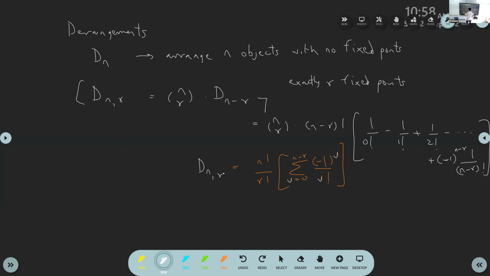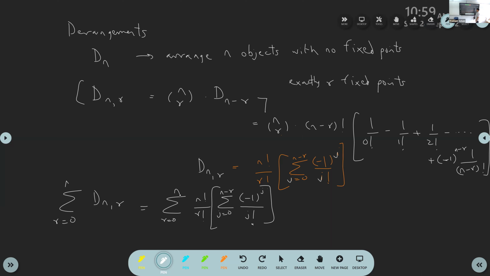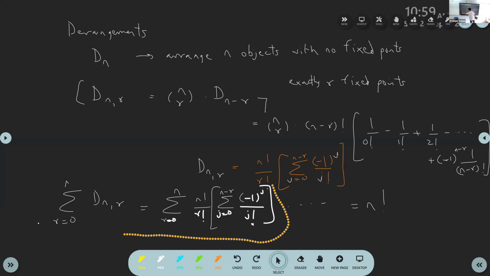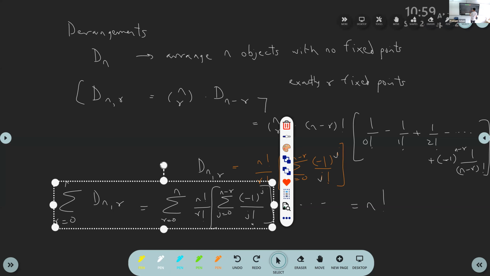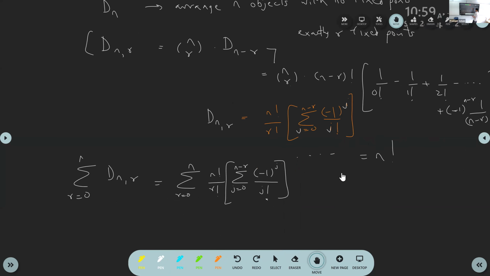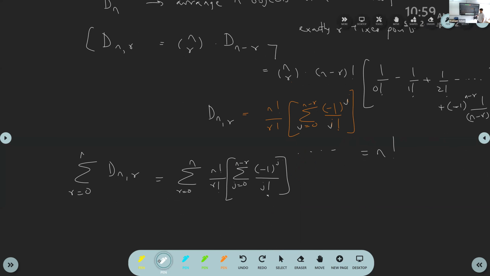So d of n comma r is this, and we want to sum this d of n comma r as r is going from 0 to n. So therefore, this will be summation of this. So you see, there is a double summation happening. There is a sum outside and there is another sum inside. So how do you simplify this? And our expectation is that eventually this will be equal to n factorial. Let me just move this out a bit. So how do you regroup these terms exactly? That is the question.